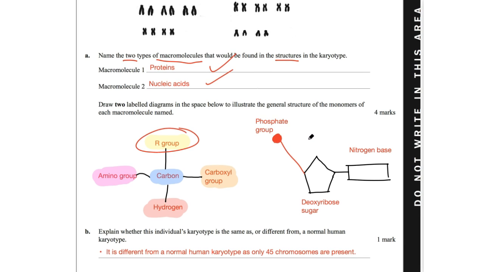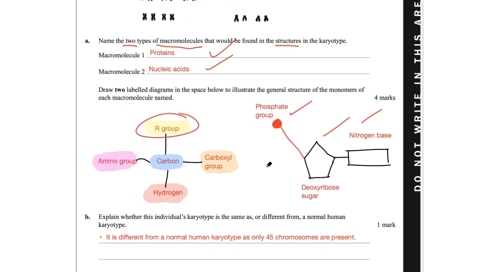Then we've got over here our nucleic acid. We know our nucleic acid consists of 3 particular things: the phosphate group over here, the deoxyribose sugar. We know that one of the main differences between RNA and DNA is the presence of a ribose sugar, so this is deoxyribose for DNA, and then the nitrogen base, one of the 4 that we look at. So bang, bang, bang. That looks to be 4 marks total.